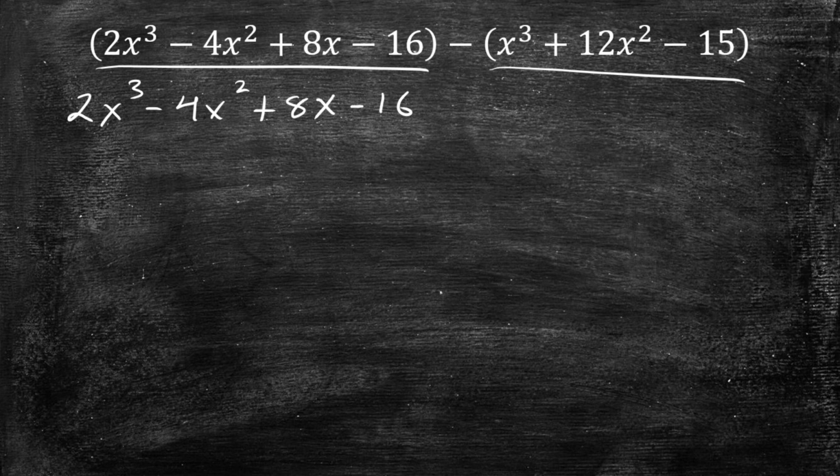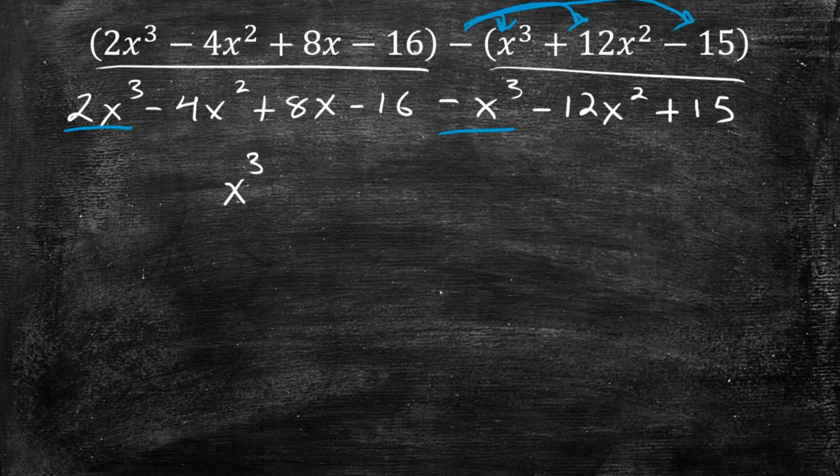And now with our second one, we're going to distribute this negative sign into every number inside the parentheses. Okay? And when we do that, we'll get negative x cubed minus 12x squared plus 15. All right. So now whenever we want to add these together, you have to look for the variables that are the same. So I have 2x cubed here and a negative x cubed here. So I'm going to go ahead and combine those, and that is going to give me x cubed.